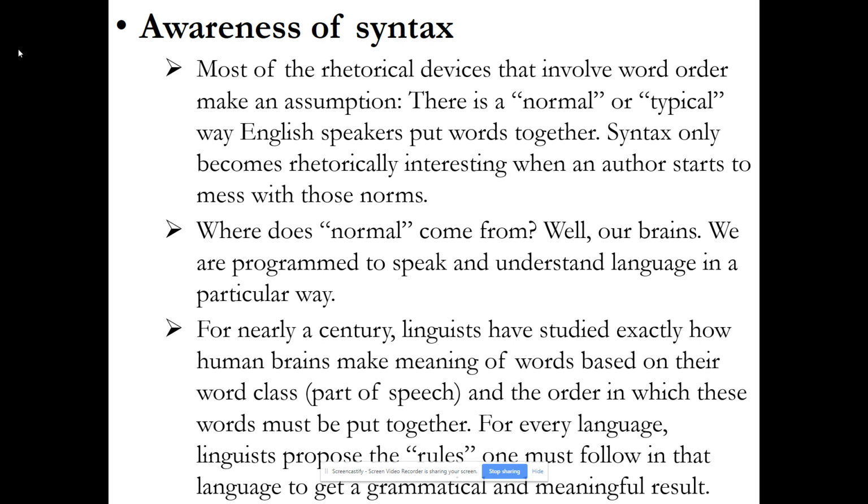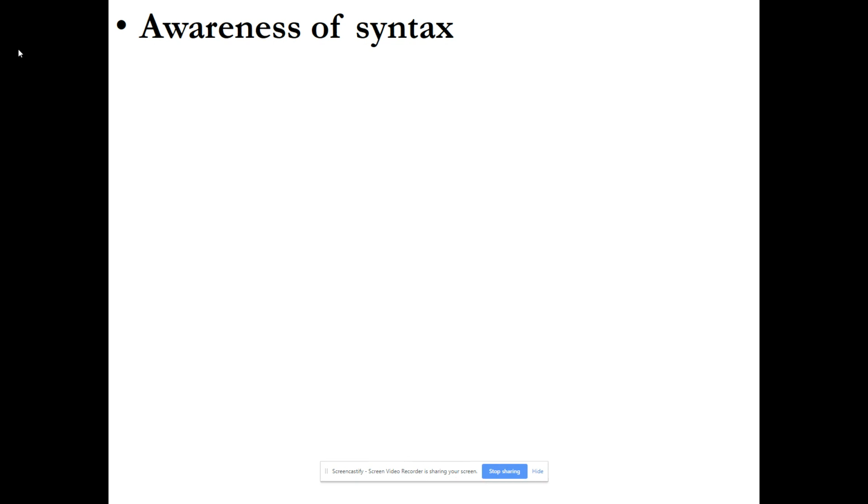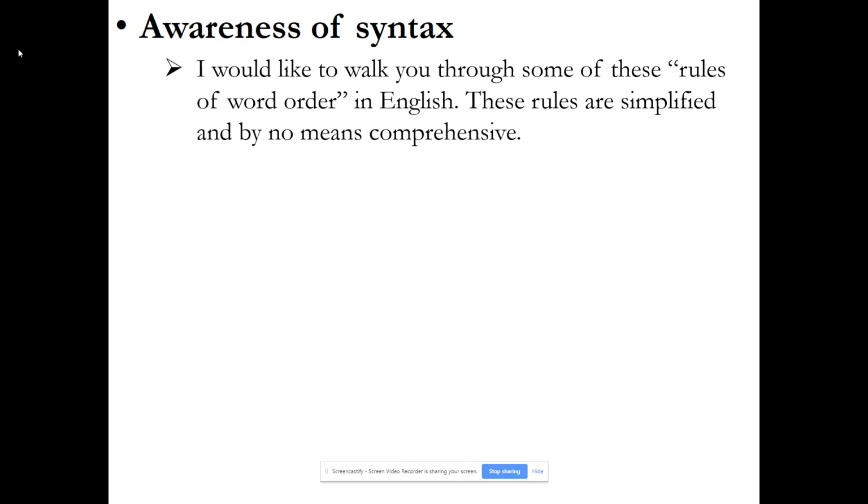For every language, linguists propose rules that you have to follow in order for that language to produce a grammatical and meaningful result from a bunch of words. What I'd like to do now is shift away for a moment from talking about the explicit connection between syntax and rhetoric, and give you these rules in English as linguists have put them together. These rules are very simplified. They're by no means comprehensive. They won't allow you to understand every sentence in English, but they will handle a lot of sentences, and a lot of the sentences you'll be looking at.